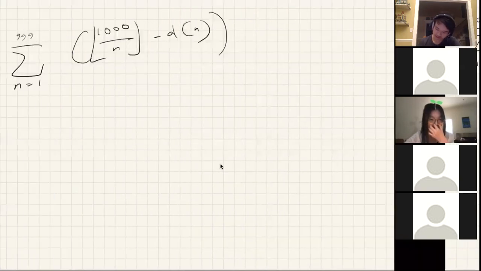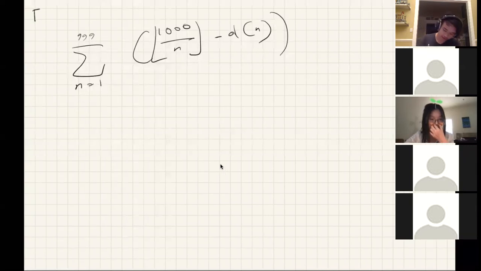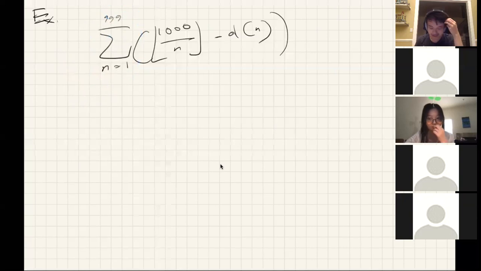Okay, let's do this one because it's easier. This one is another of my horrible creations. Anyways, you're summing up the quantity 1000 over n minus d of n, where d is the number of positive divisors of n. You're summing up this quantity over all n between 1 and 999.